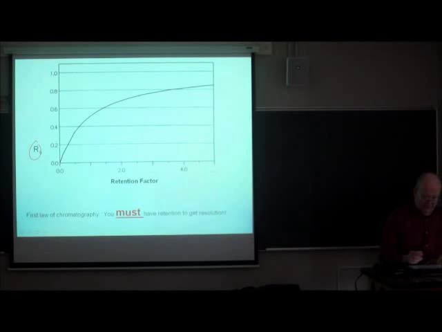Here's what a plot of the resolution versus retention factor looks like. Doesn't matter what N is, it doesn't matter what alpha is, the plot looks like this. It goes up very rapidly, starting at no retention, and it rolls over and flattens out. This is 5 here. But if the retention factor was, say, 10, it would be within 1% of the horizontal asymptote. There's never a reason to make the retention factor of a compound bigger than 10 in terms of resolution.